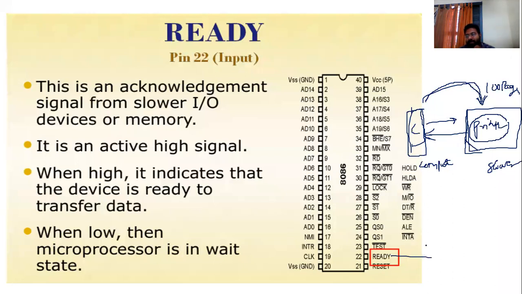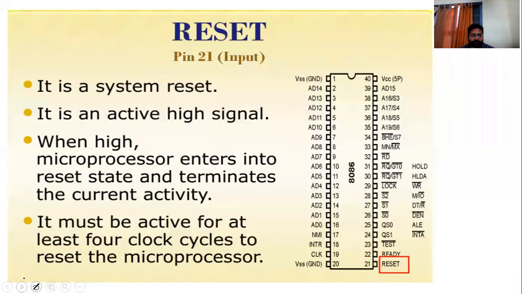That information, I am ready to work, that acknowledgement is given by the slow memory devices as well as IO devices. The acknowledgement is given to the microprocessor by using the reset signal, a system reset signal. Whenever you press this signal, it comes to the initial state of that signal. It is active high, which means one.